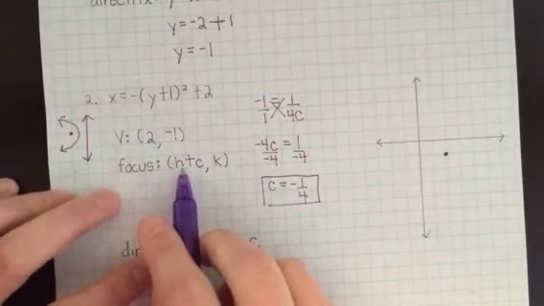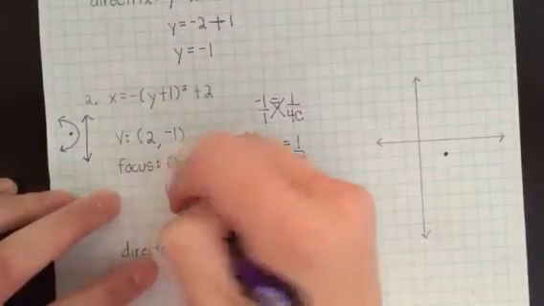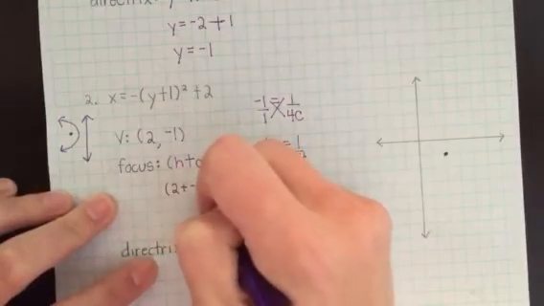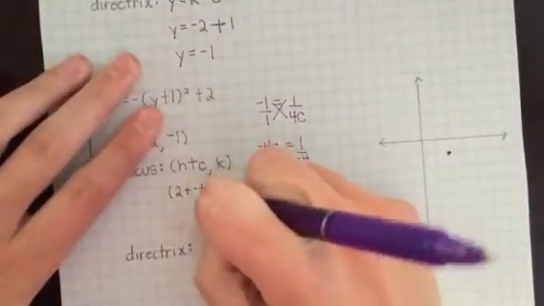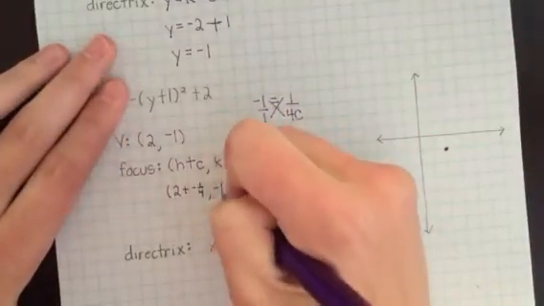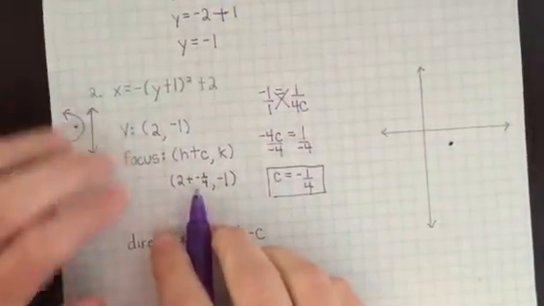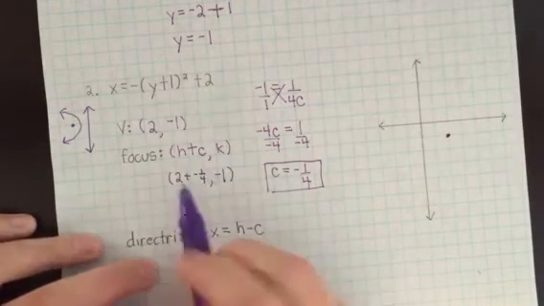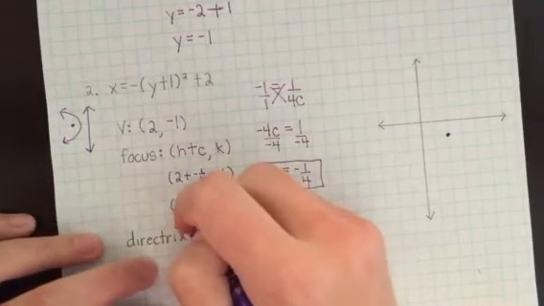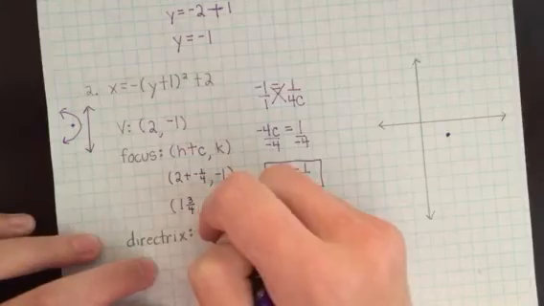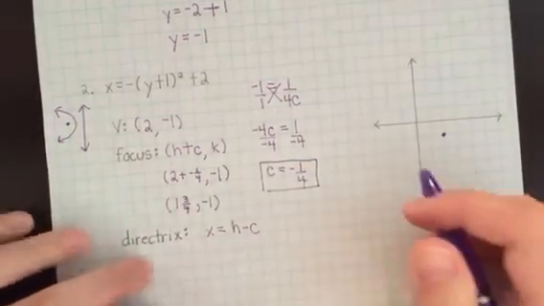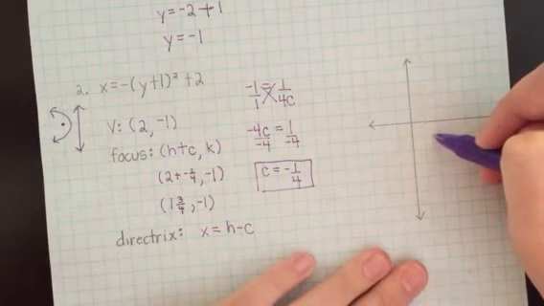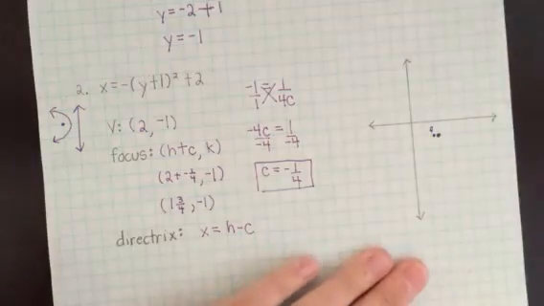My focus is going to be h plus c. So h is 2 plus negative 1/4, comma, k, which is negative 1. In this case, for graphing and plotting, the easiest way is to use a mixed number. So 2 minus 1/4 would be 1 3/4, comma, negative 1. Let's see if that makes sense. My focus is supposed to be at 1 3/4 and negative 1. So there's my focus.